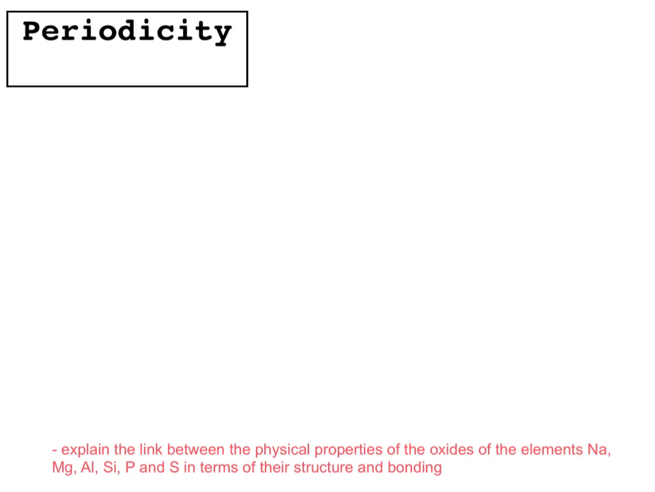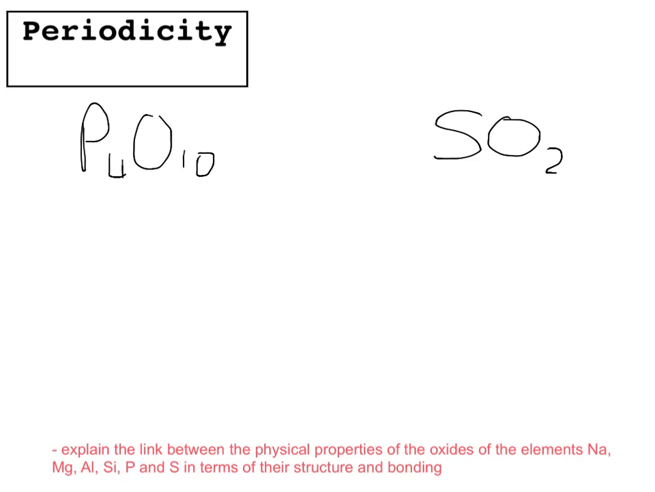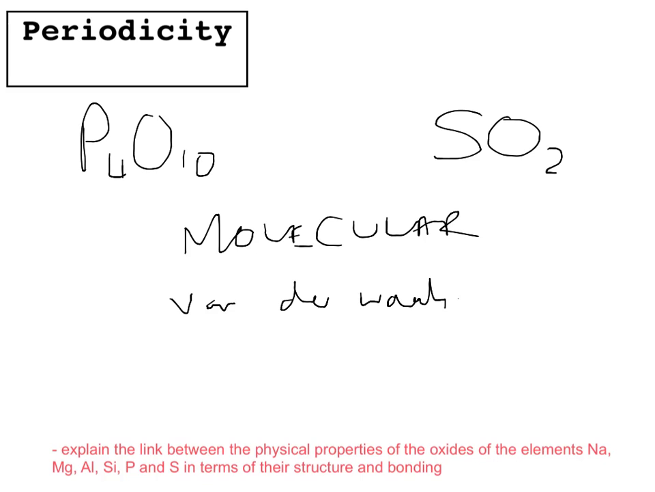Now move on to phosphorus oxide and sulfur dioxide. So these are molecular crystal structures, and these are held together by van der Waals forces. So when you melt this, actually all you're breaking is van der Waals forces. You're not breaking the covalent bonds that hold the phosphorus and oxygen or the sulfur and oxygen together. You're just breaking van der Waals forces, which are very weak.